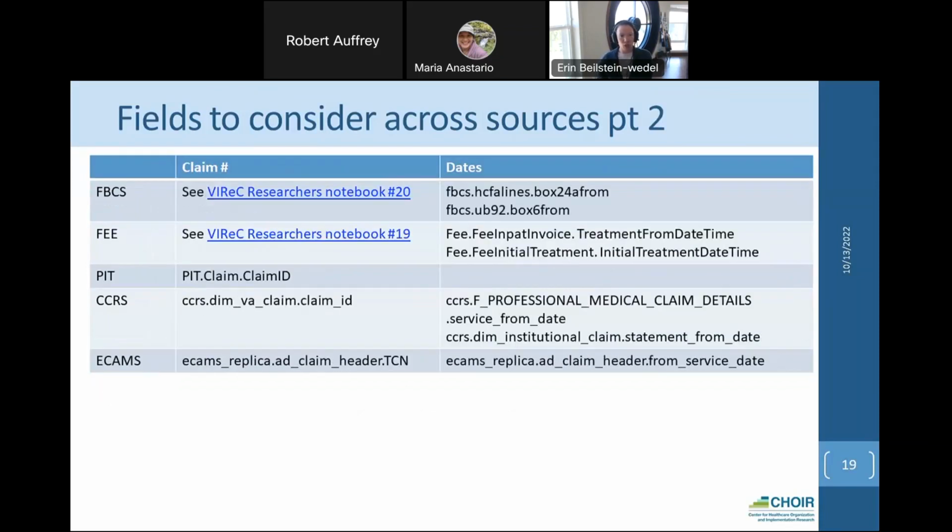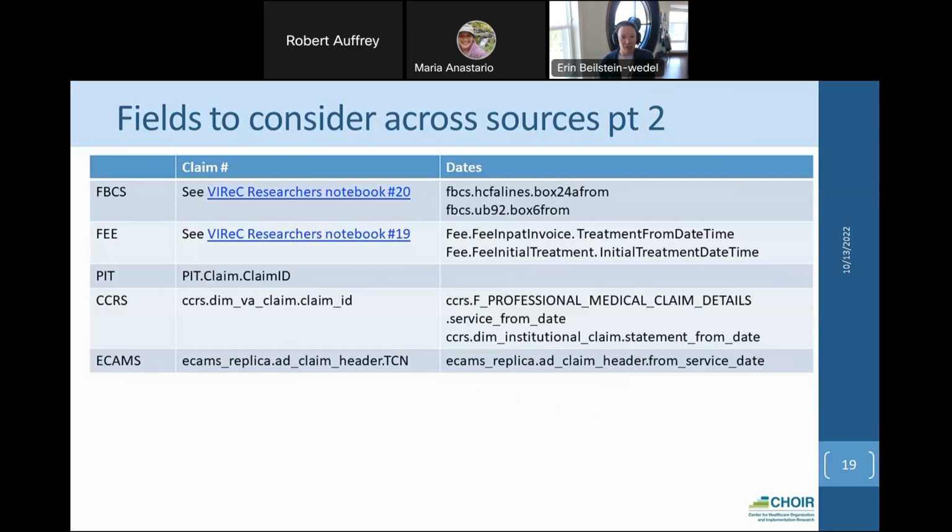And then you might also want to consider deduping or excluding, depending on your order of pulling, by claim number. And so BIREC in these 2 researchers' notebooks that I have linked here show you how to do that. It's very nice of them. And then PIT claim ID is the claim number in PIT. And then claim ID and TCN in eCAMS. Those are the fields that contain the claim ID.